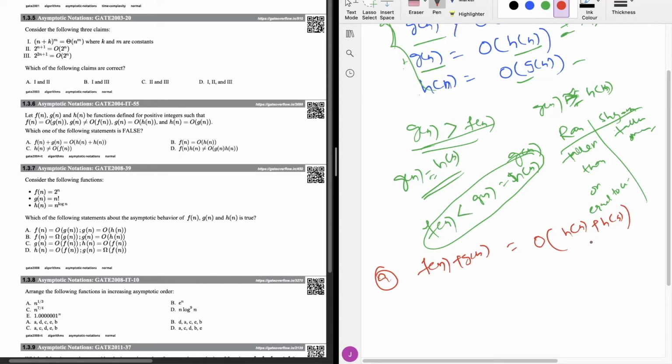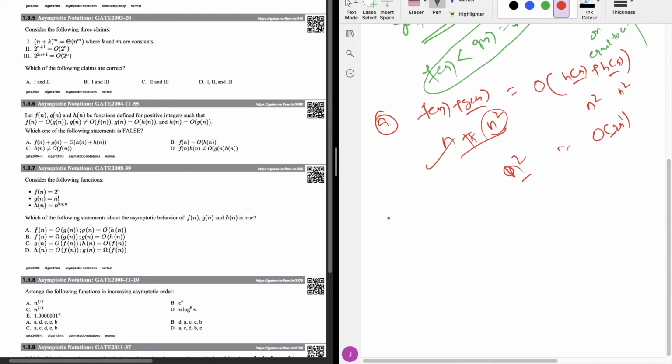Let's take one example. f(n) can be n, g(n) I will take n squared, and h(n) I can also take n squared, because g(n) and h(n) are asymptotically equal. So on the left I get n squared only, because the prominent term is n squared and the n term is smaller. And on the right I get big O of 2n squared. So that should be true, right? So option A should be true.